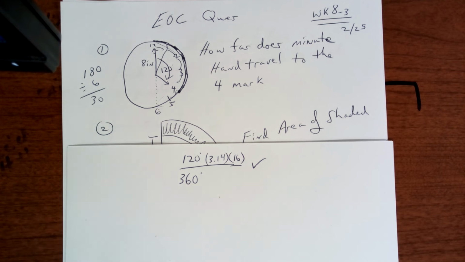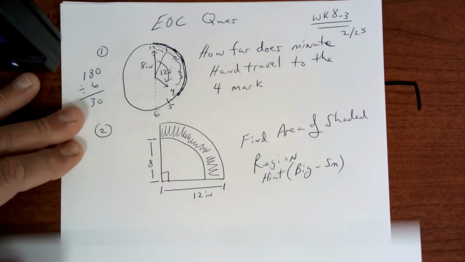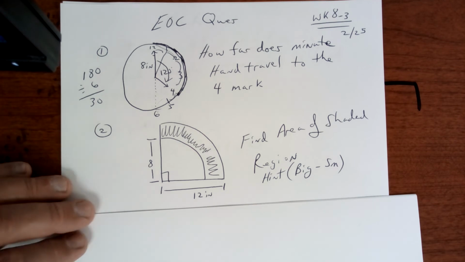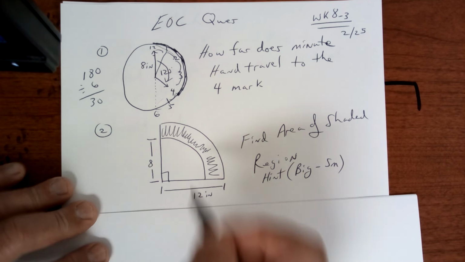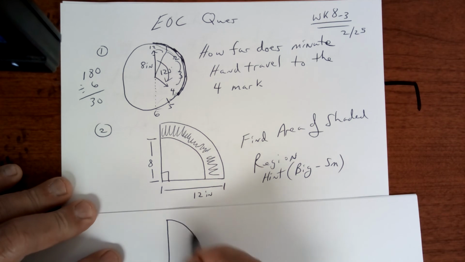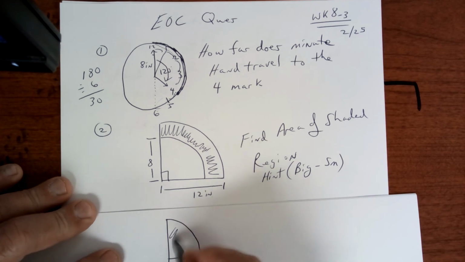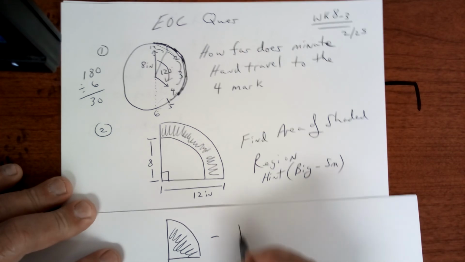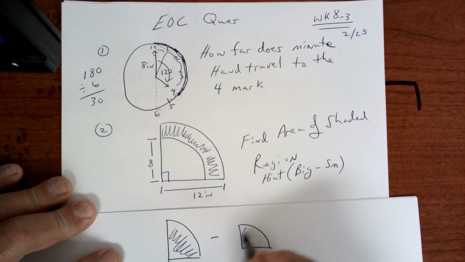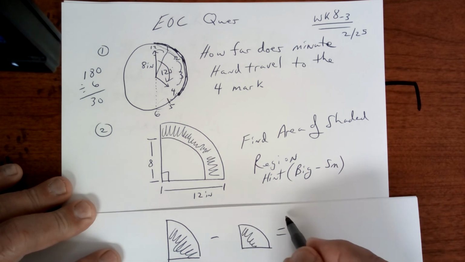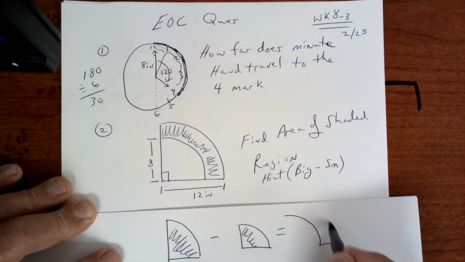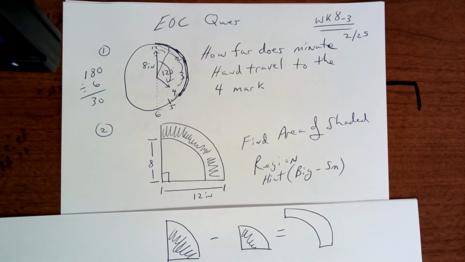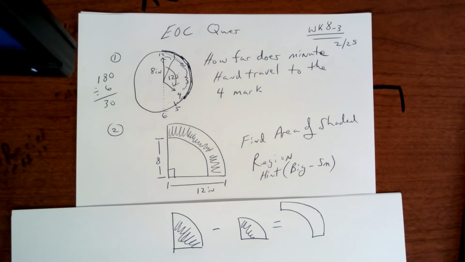This one right here is an EOC question, and these problems are on the EOC. Where you do it is, you take the area of the sector of the whole thing minus the area of the sector of the small one, and what's left is this sliver here. Okay? So it's going to be the big one minus the small one. Make sure you understand that. Take notes and copy it down.